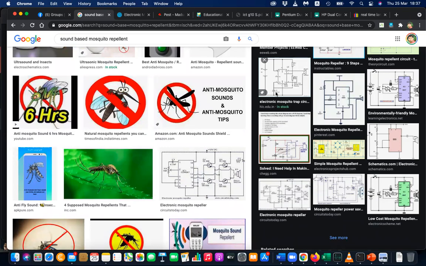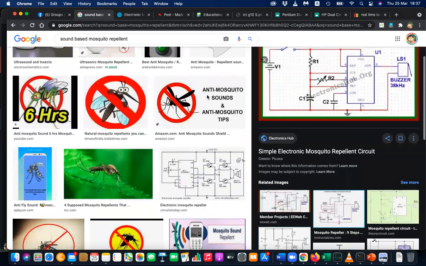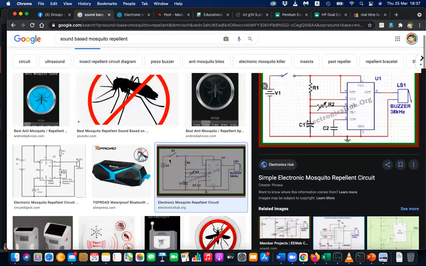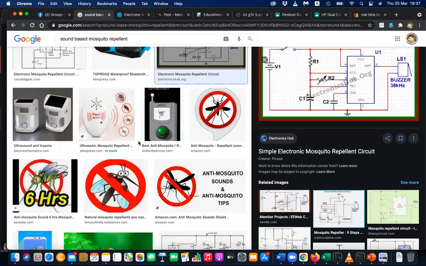Or the other way. The female mosquito is the one who eats us now. So the female mosquito is the one who's dangerous. So when a female mosquito hears the male mosquito sound, there's a possibility, a tendency, to move out from the particular place. So there's a saying something like that.